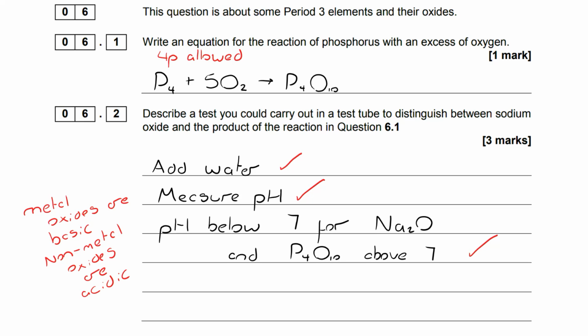And again, this ties in with some of the periodic trends that you have to learn. Metal oxides are basic and non-metal oxides are acidic. And the way that I usually tell my students to remember this is to think about sulfur dioxide causing acid rain. Therefore, sulfur dioxide is acidic. It's a non-metal oxide, so non-metal oxides are acidic, so metal oxides are basic. It's just one way that you can remember that vital information.